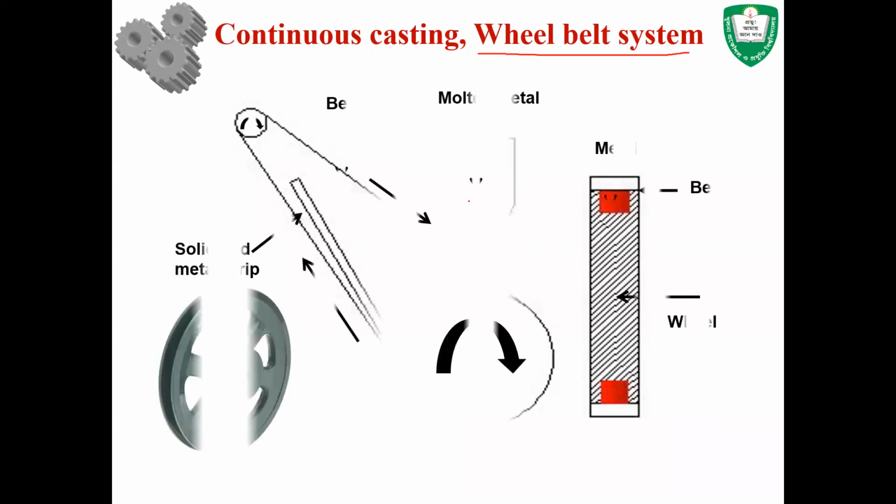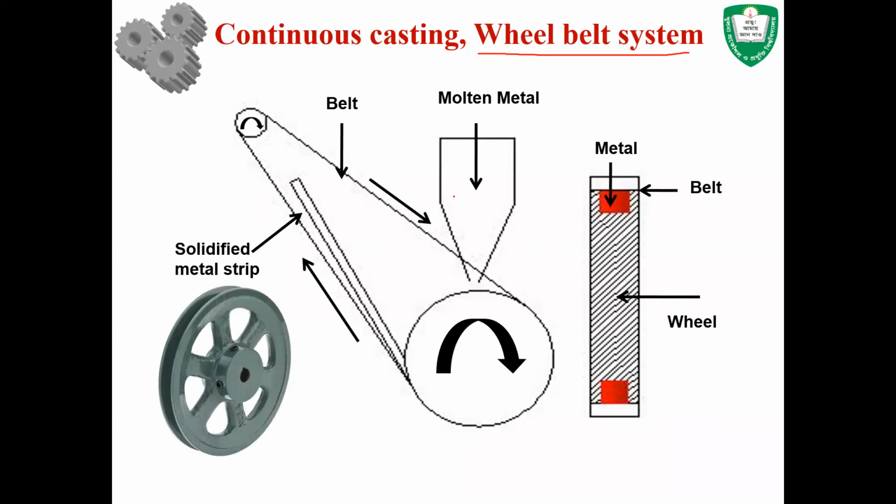There is another method for continuous casting, that is the wheel belt system. It's basically a conventional type of continuous casting method, but I think you should know about this because you know that the technology can sometimes be very valuable. You can apply your thoughts to manufacture different things at very low cost using this kind of conventional system.